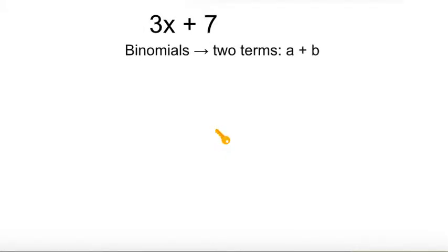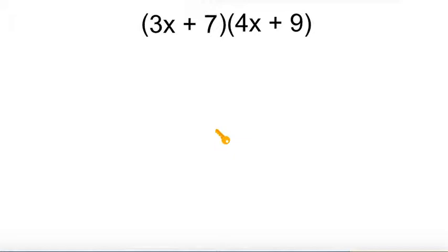Today we're going to be talking about how to multiply binomials. A binomial is something like this. It has two terms, a plus b. Now, how do we multiply binomials?